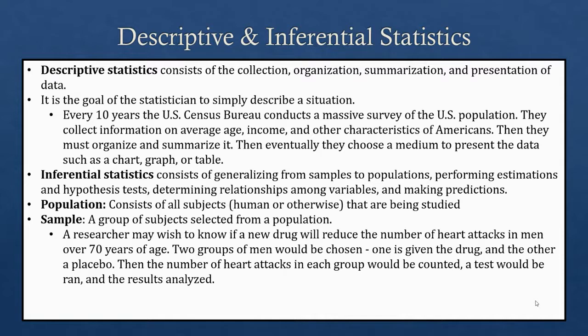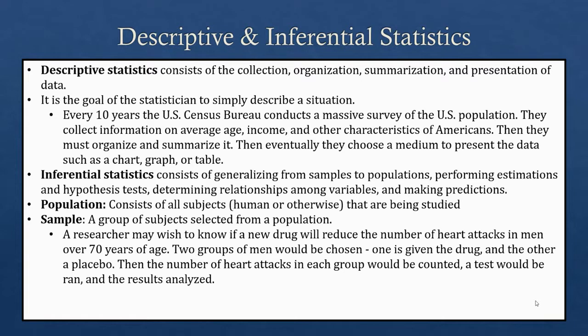But the idea is if we do a good job picking that group, then we'll be able to use those people and their data, their values, and their results to make predictions about what we would see if we could get data from everyone in the population. So, for example, a researcher may wish to know if a new drug will reduce the number of heart attacks in men over 70 years of age.